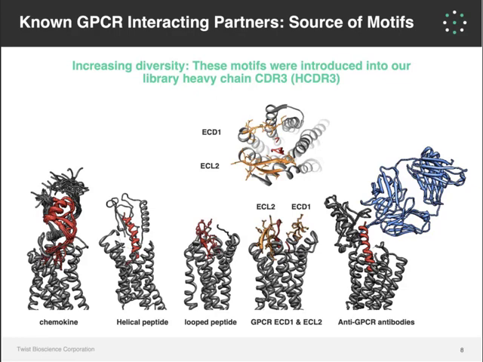The second is, of course, a lot of GPCRs actually do bind peptides. So we took the central core of those helical loop peptides that are known to bind to specific GPCRs and encoded that into our library.